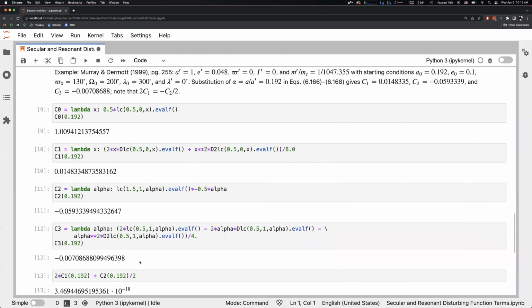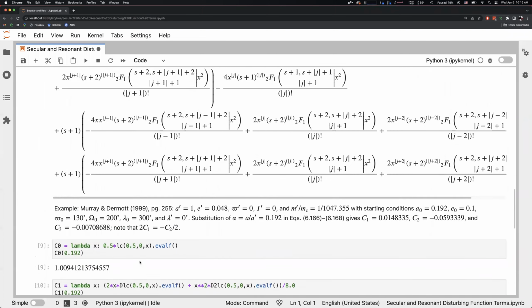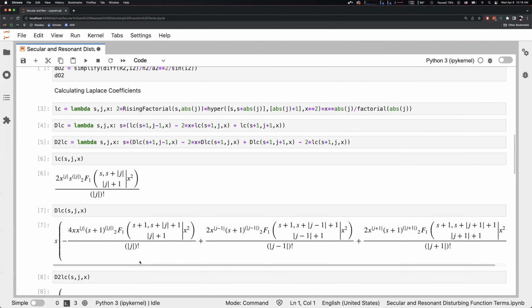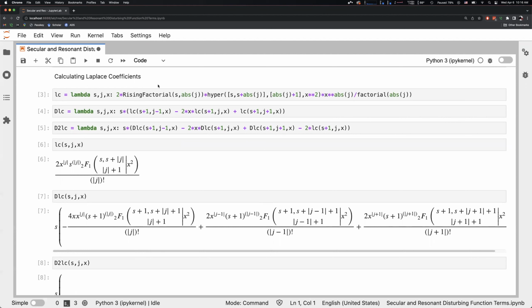So this is by no means the most efficient way of doing these computations, but it is a relatively straightforward one from an implementation standpoint. And it is leveraging a lot of the machinery using these built-in functions that already exists in Python, and equivalent functionality exists in lots and lots of other languages.